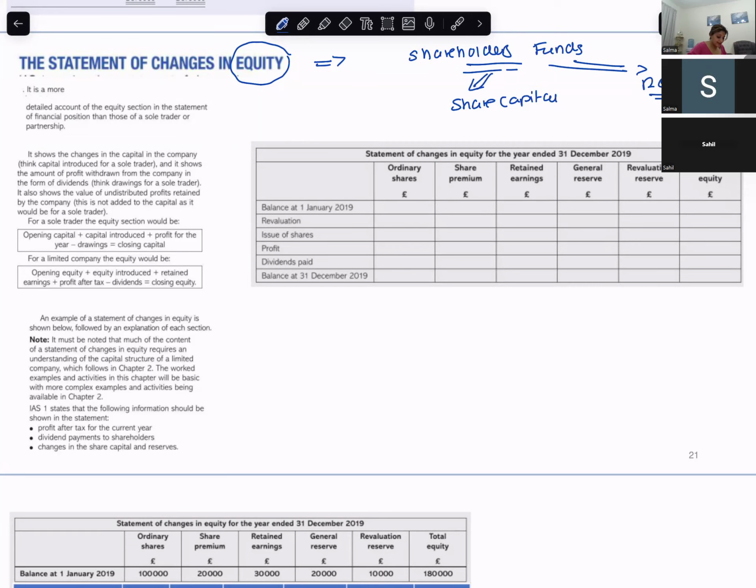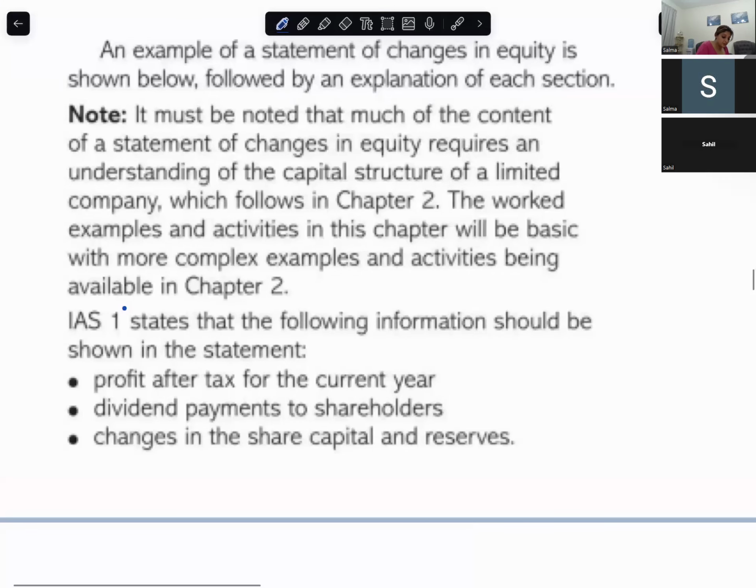Now understand one thing. Our International Accounting Standard 1 states that other than your statement of profit or loss and other comprehensive income, and other than your statement of financial position, the following things also need to be shown in your financial statements. So when we talk about financial statements, there are a bunch of statements that have to be shown to the shareholders. Okay. Yes. So these things need to be shown.